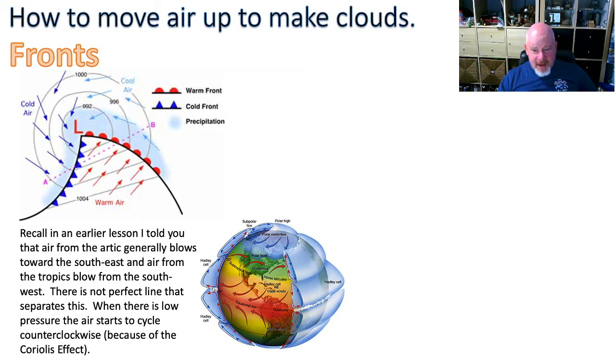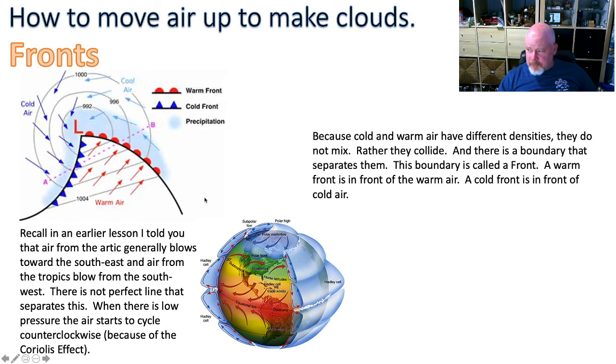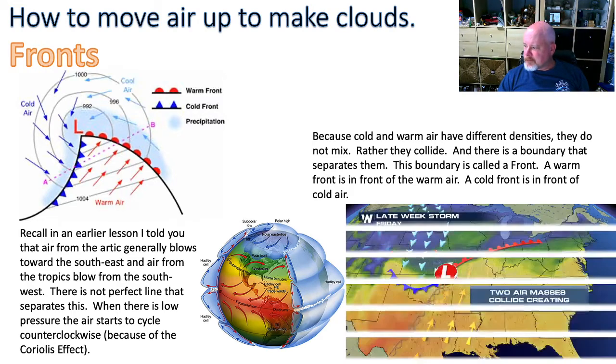Now, this affects how clouds move. One of the things you have to know and understand is that air does not mix. Cold air and warm air, the 2 different densities, they don't like to mix with each other. So they will actually create a barrier, a boundary between the 2. And because warm air is warm and cold air is cold, the warm air will be pushed up over the cold air, or the cold air will be pushed under the warm air.